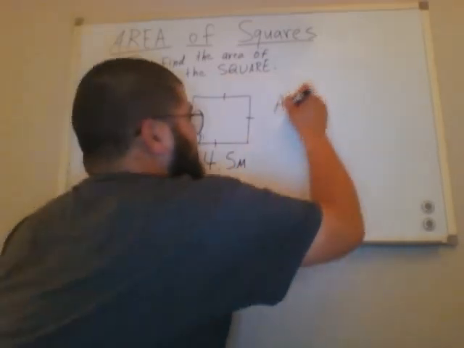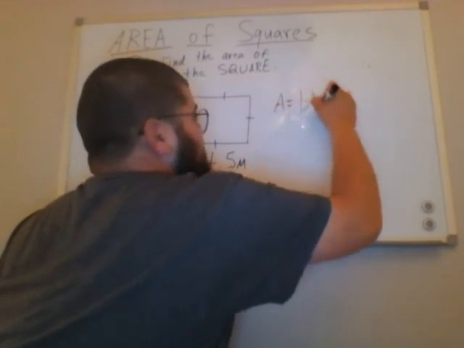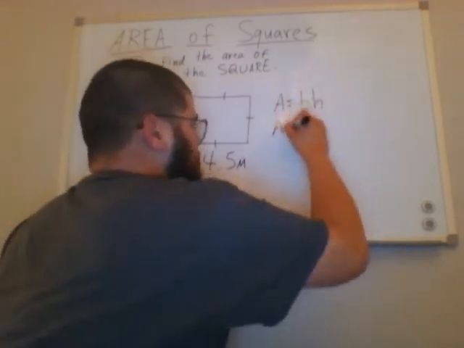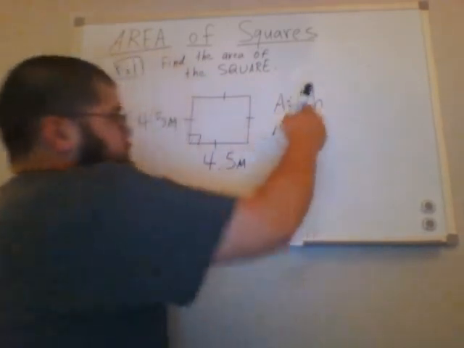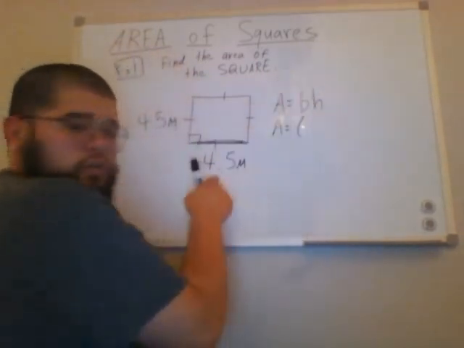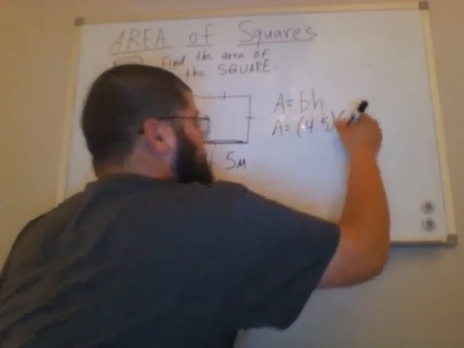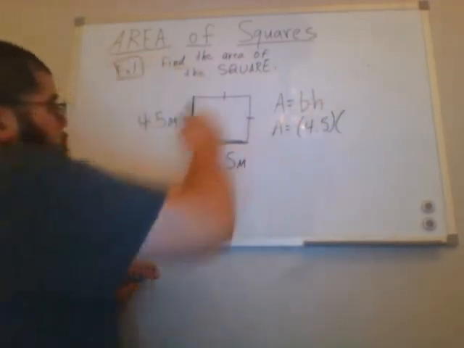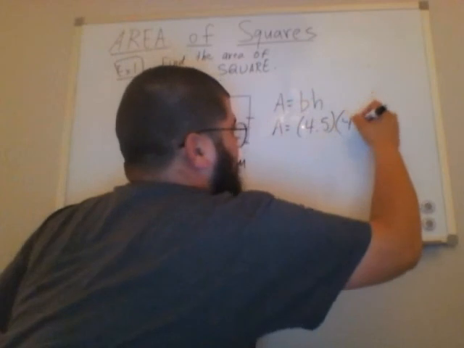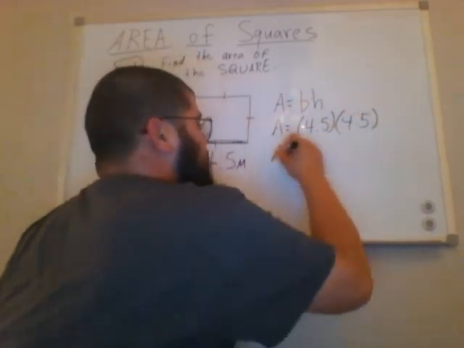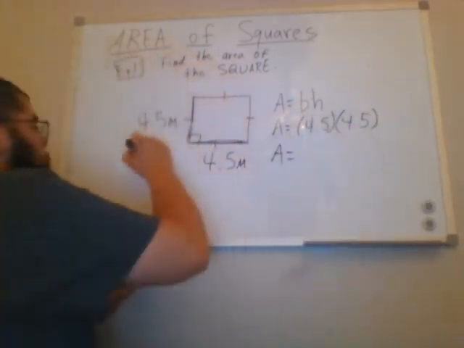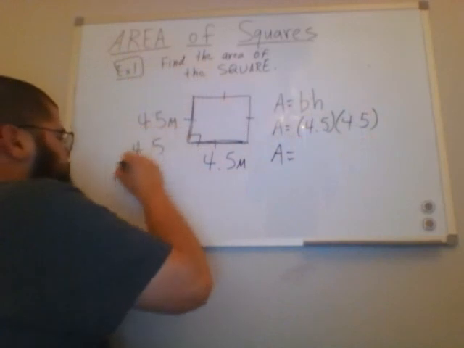So A, capital A, equals base times height. Area is equal to the base, which is this one down here, which is 4.5, times the height, which we know creates that h right there, is 4.5 as well. And so area is equal to 4.5 times 4.5. Let's do that right here real quick.